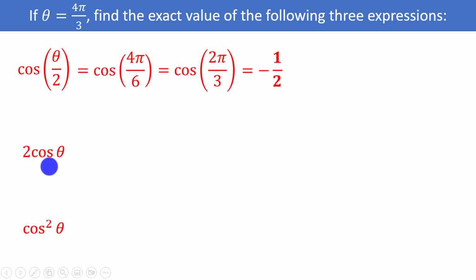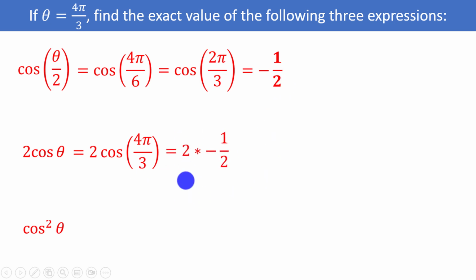Next, we have 2 times the cosine of theta. That'll just be 2 times cosine of 4 pi over 3. So all we have to do is figure out what cosine of 4 pi over 3 is and multiply it by 2. 4 pi over 3 is somewhere in quadrant 3. 3 pi over 3 would be the negative x-axis, so we are 1 pi over 3 below that. The reference angle will be pi over 3, and again, cosine of pi over 3 is 1/2. We are going to be in the third quadrant where cosine is negative, so cosine of 4 pi over 3 will also be negative 1/2, but we need to multiply that by 2. 2 times negative 1/2 will just be negative 1.